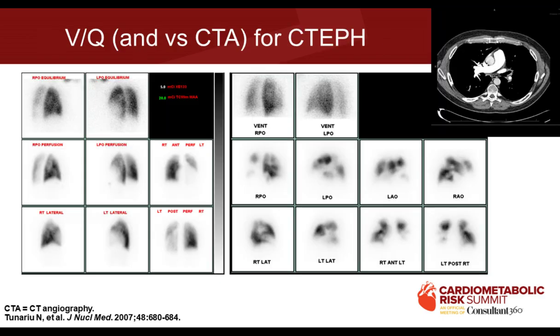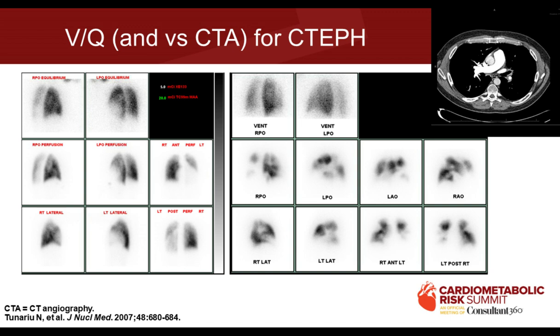All right, as we do in everybody, we do a VQ scan. This is hers on the left. This is where it gets a little bit difficult. That's a low prob scan, but you can see there's a bit of irregularity there. Sometimes these will be read as intermediate probability and you're not sure what to do with it. Chronic thromboembolic pH, though, 95% of the time they're going to look more like the one on the right. They're going to be very, very high prob with numerous defects all over the place, and it's not subtle.